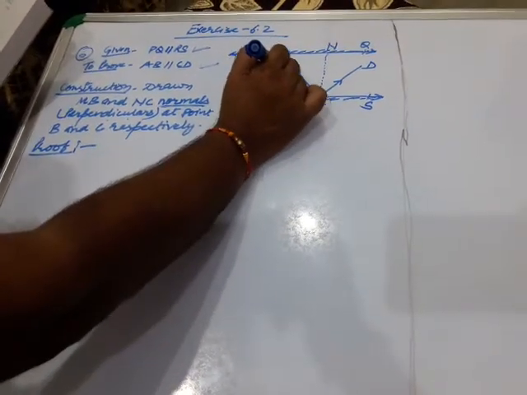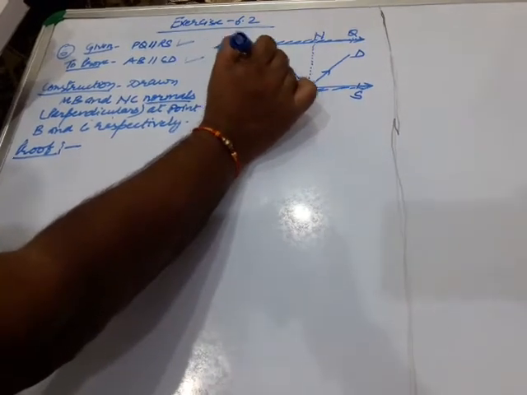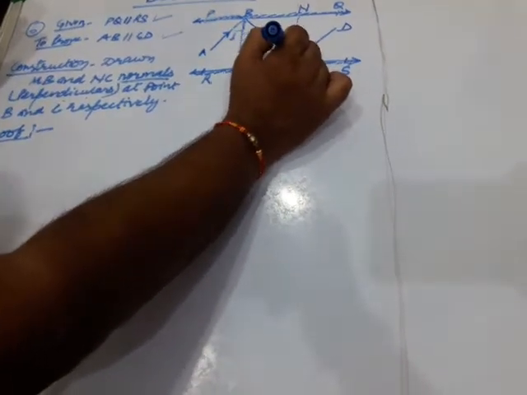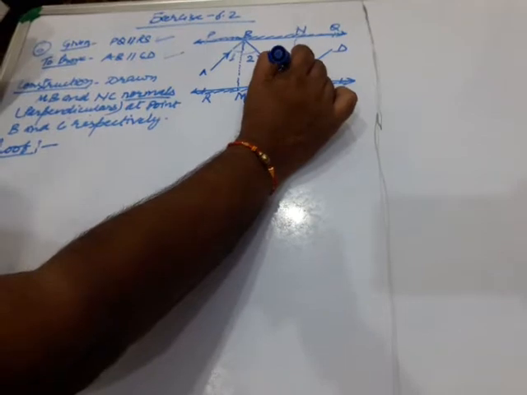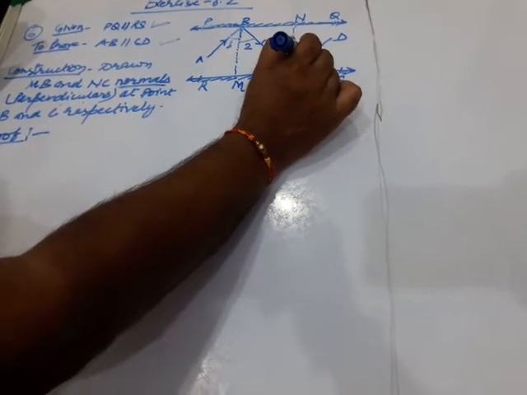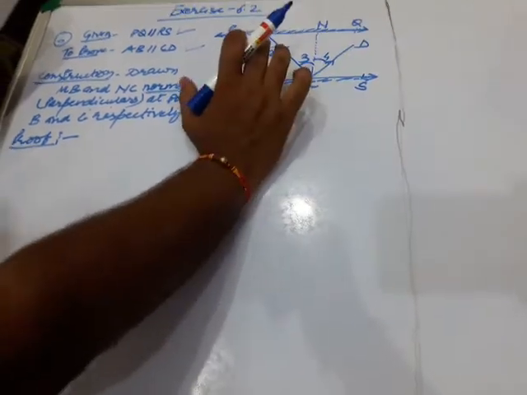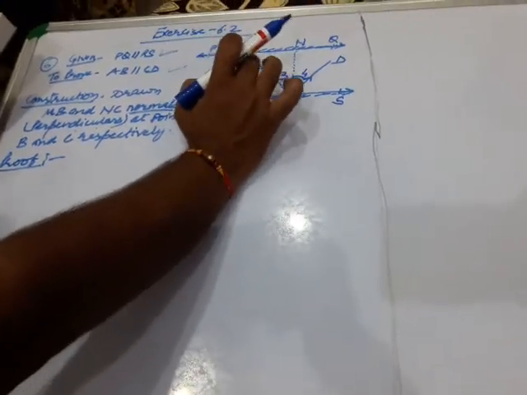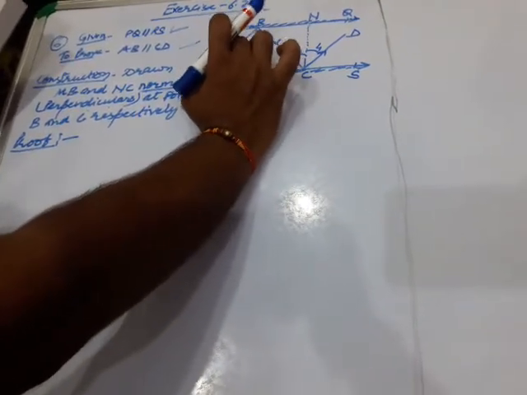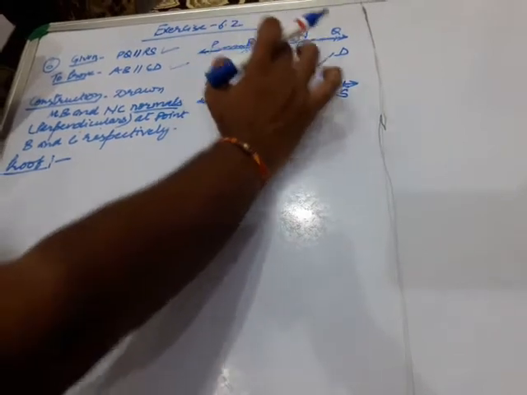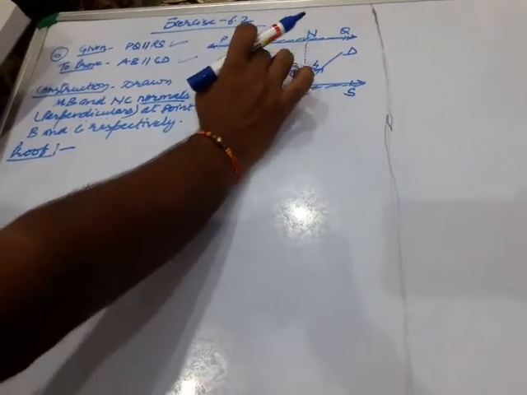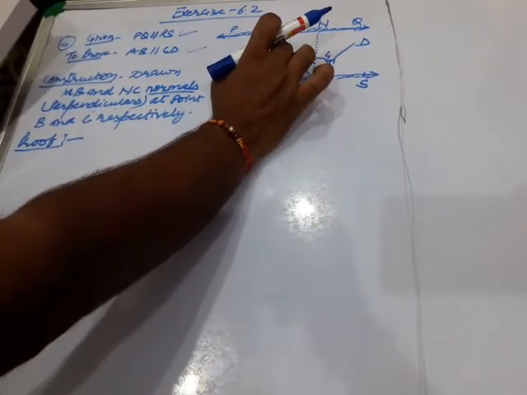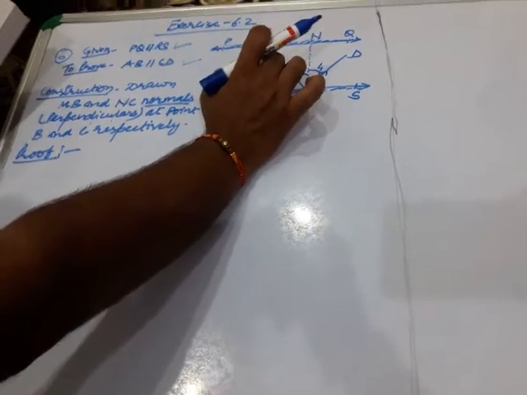Now let us name the angles. Let this be angle 1, this is angle 2, this is angle 3, and this is angle 4. Clear? In this chapter of physics, you must have studied that when a ray of incidence strikes the mirror, it reflects back, and the angle of incidence is equal to the angle of reflection. This concept will be utilized over here.